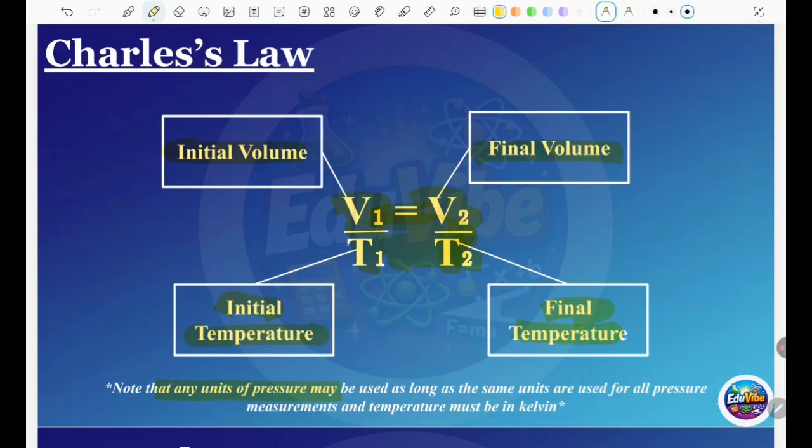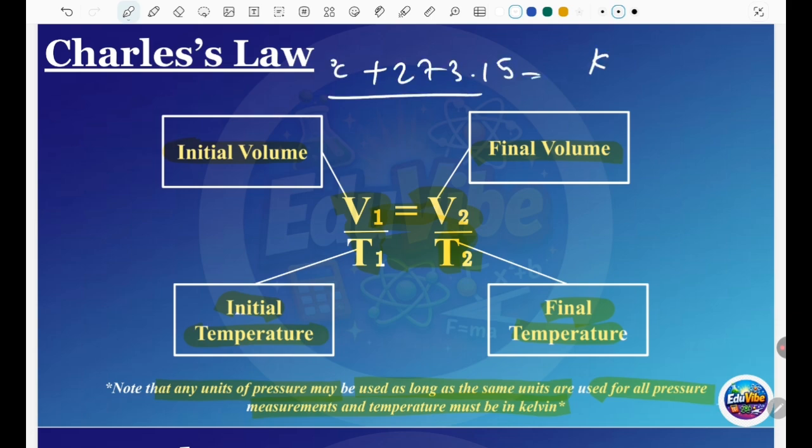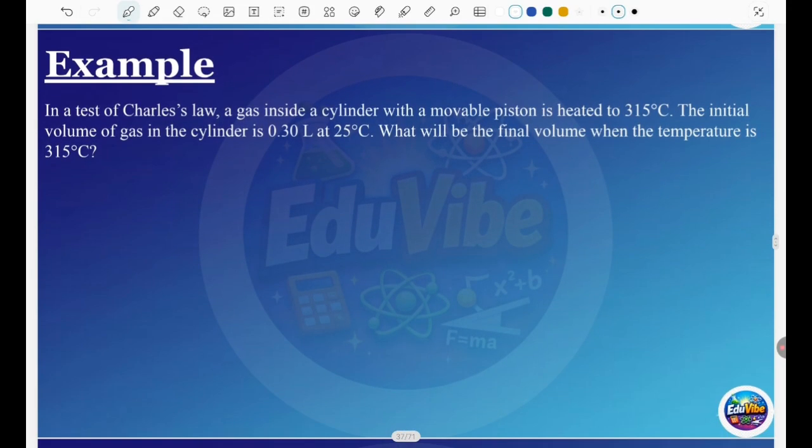Any units of pressure may be used as long as they are the same units, as I told you in Boyle's law. But temperature must be in Kelvin. If you are given the temperature in Celsius, you have to convert it into Kelvin first. To convert into Kelvin, you add 273.15 to the Celsius value. If they mention that your temperature should be in Celsius at the end, then you leave it in Celsius. So let's move on to the example.